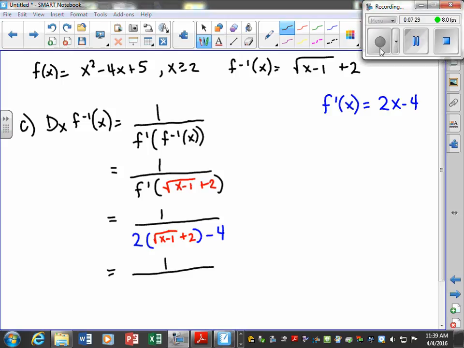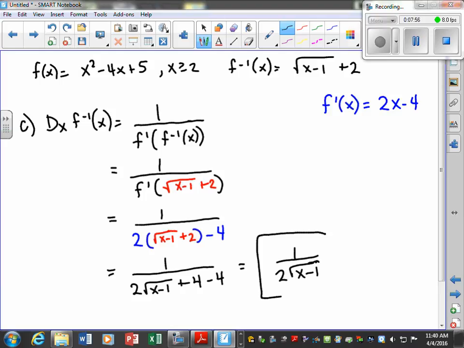Okay, let's bring our 1 down. Now let's distribute here. So 2 times the square root of x minus 1 is just going to be 2 square root of x minus 1. What's 2 times 2? Plus 4. And then we have the minus 4. So what happens to these two? They're going to cancel out, and we would just be left with 1 over 2 square root of x minus 1. Okay, of course you could check this by going to your f inverse. If we correctly did our f inverse, then the check on this is pretty easy. Take the derivative of this and you should get the same thing.